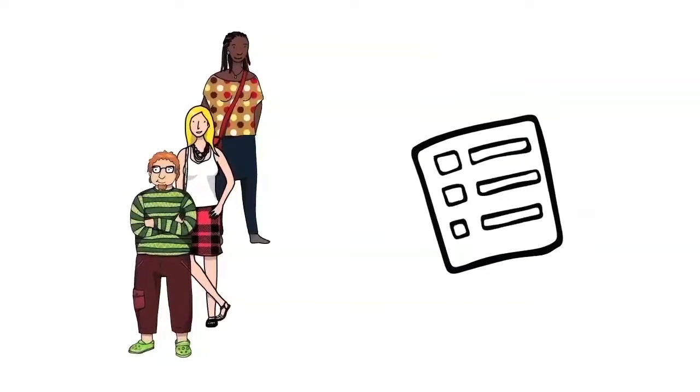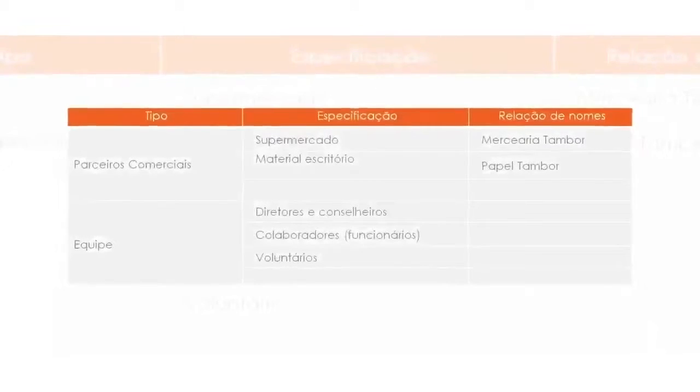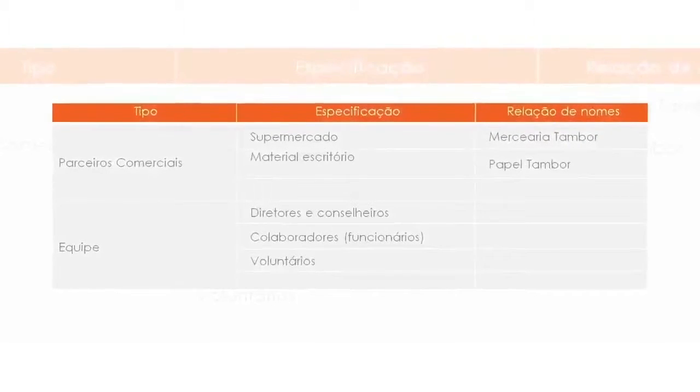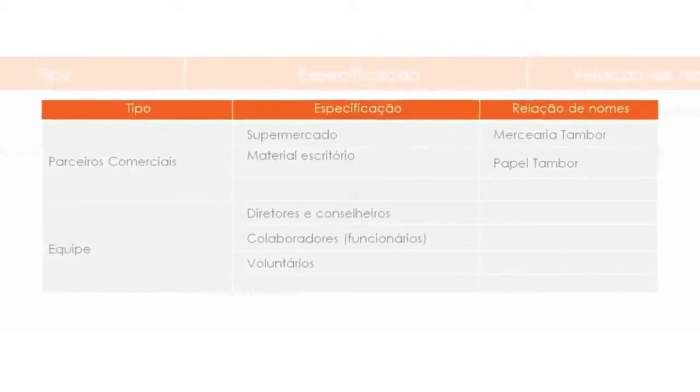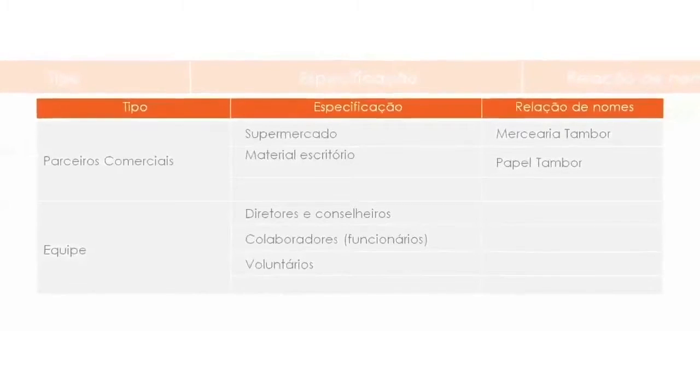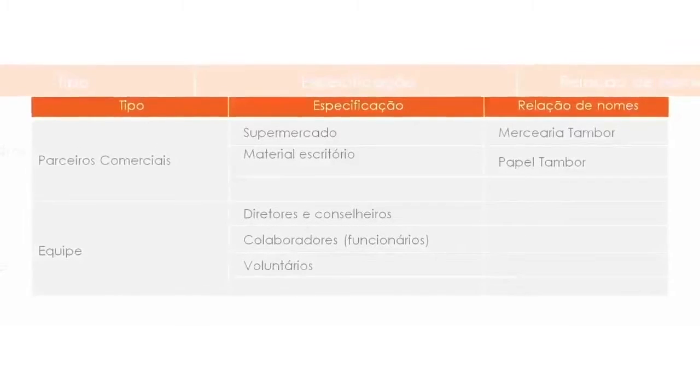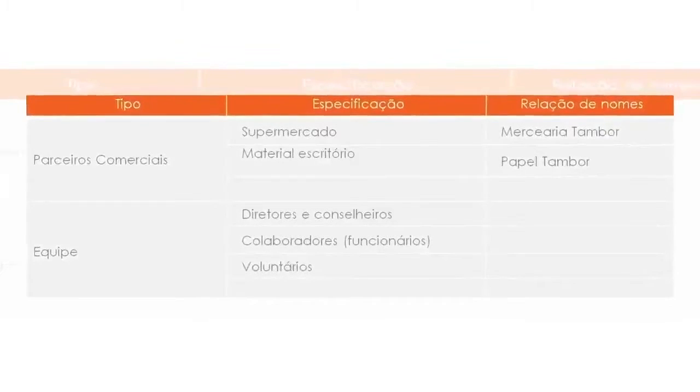2. Identify topics of interest of these people, and to organize your survey, draw a spreadsheet. Spreadsheets on stakeholders' profiles. On the first column, place the target audience, for example, commercial partners. On the second column, some specifications about these people, supermarket, stationery. On the third column, name them, for example, mercearia tambor, papel tambor, and so on.